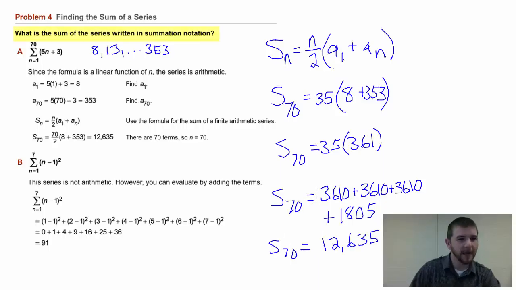What is the sum of the series written in summation notation? I think we've got it. Part B, we'll discuss briefly. Notice the series is not arithmetic. We have the expression n minus 1 squared. So you can still solve it using more of a brute force technique, where we actually calculate and add each of the terms.